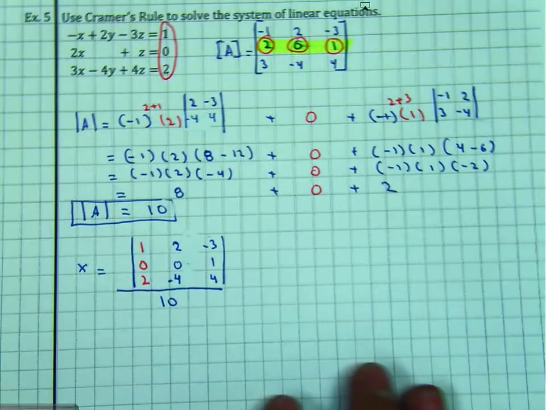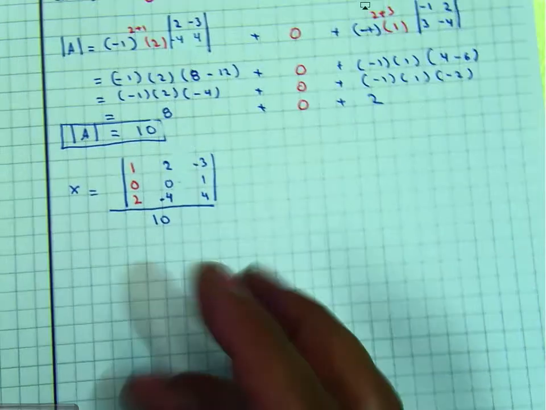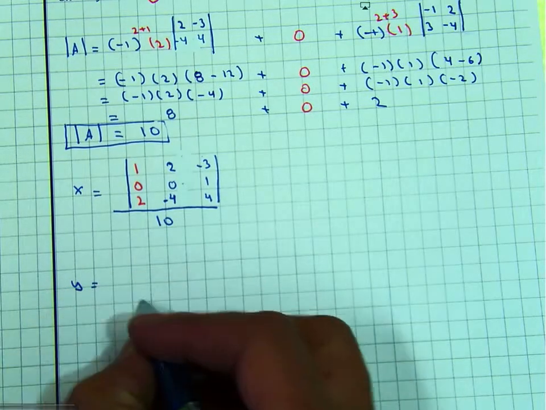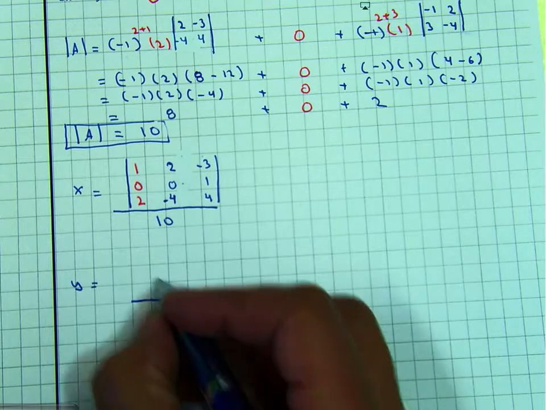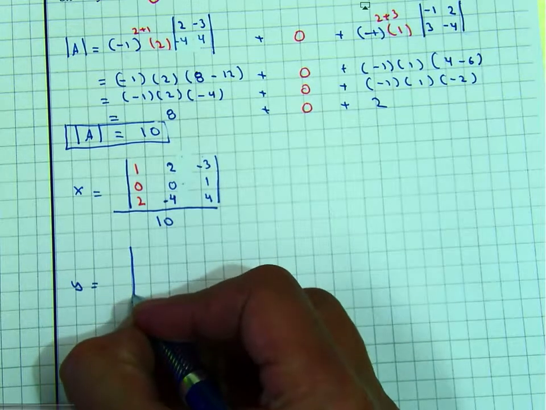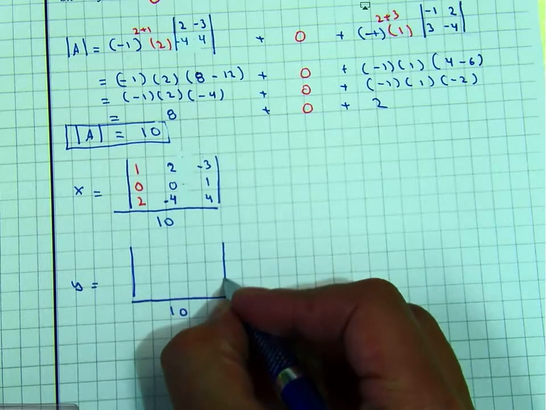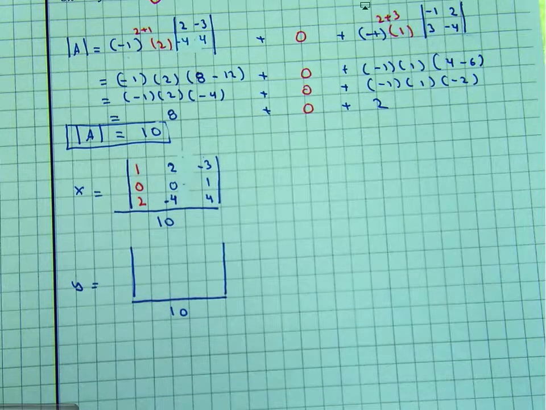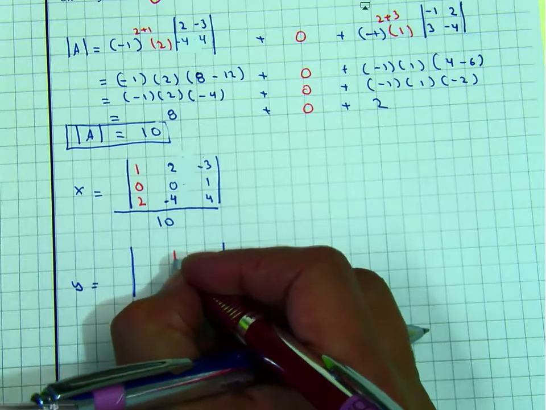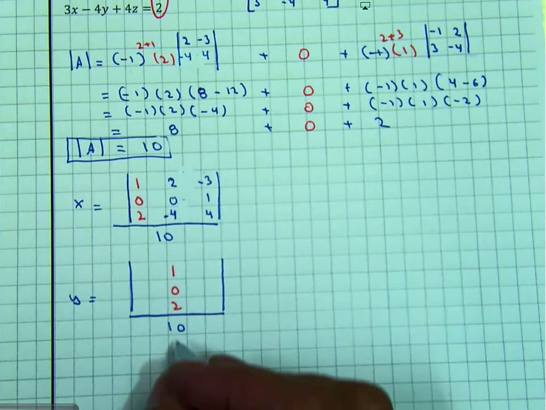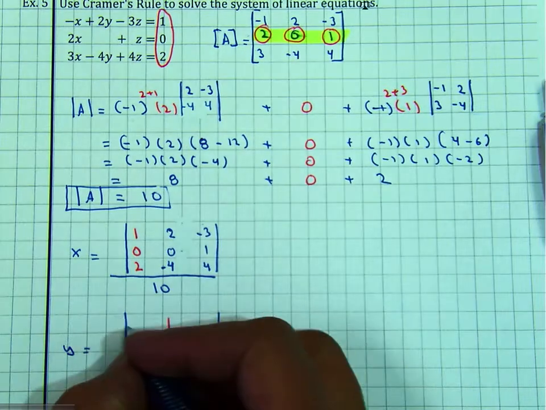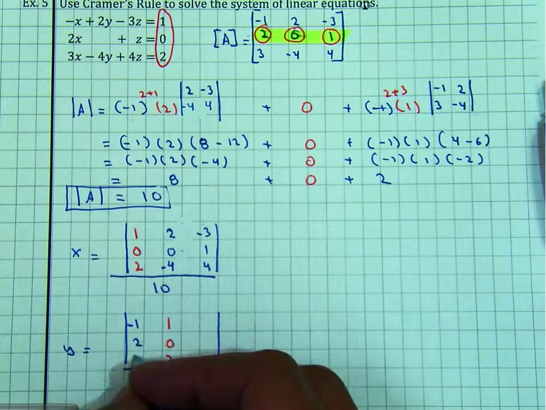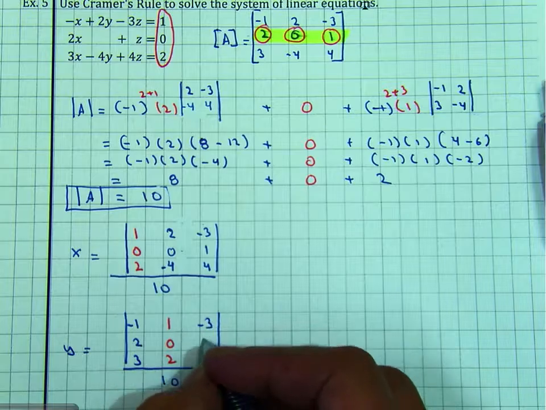And now I'm going to do the same thing for the y. It's going to be divided by 10. I want to find the determinant. Notice that I'm going to place a bracket because I'm going to find the determinant. But now the 1, 0, and 2 is going to replace your y's. And the other numbers will be negative 1, 2, and 3. And negative 3, 1, and 4.